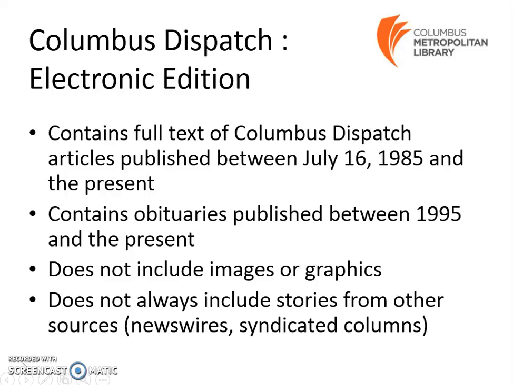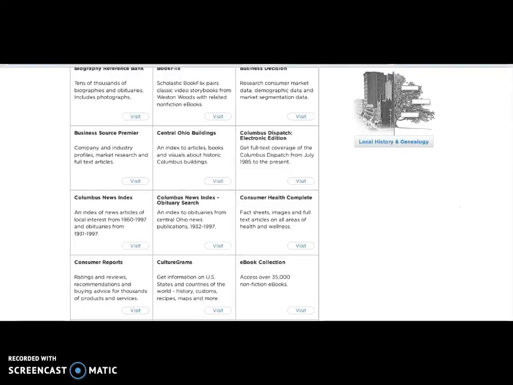The Columbus Dispatch Electronic Edition contains the full text of Columbus Dispatch articles that were published between July 16, 1985 and the present. However, it only contains obituaries published between 1995 and the present. It does not include images or graphics, it is text only. And it does not always include stories from sources besides the Dispatch, sources like newswires and syndicated columns. The Columbus Dispatch is part of the larger collection that makes up Newsbank, and we have a separate link for it on the research page.